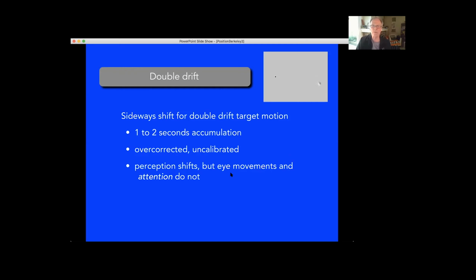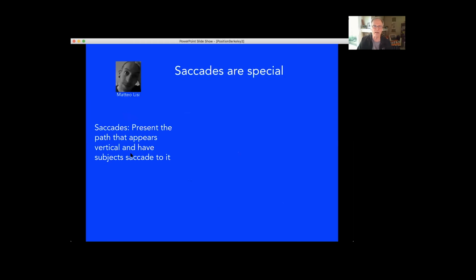So perception shifts, but eye movements and attention do not. We'll look at that later. The attention claim is a conjecture, but we'll find out. So locations from the eye movement system cannot be the final stage of location code. Perhaps the saccade system makes a contribution, but it's not the final representation, because here we get something that dissociates perception and eye movements. And here's the data for the eye movements.